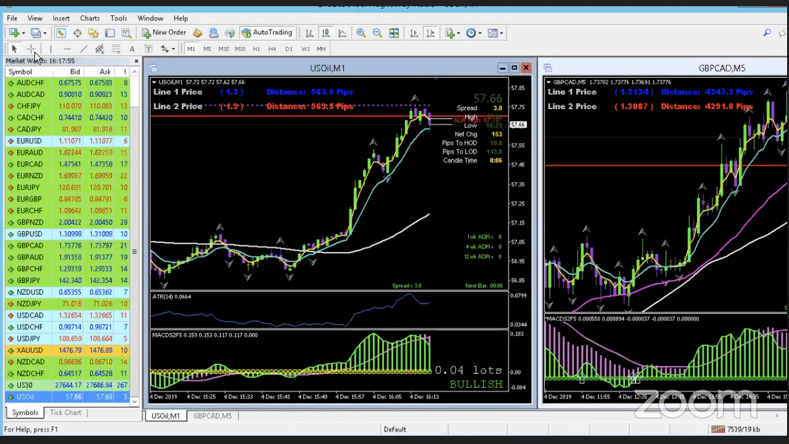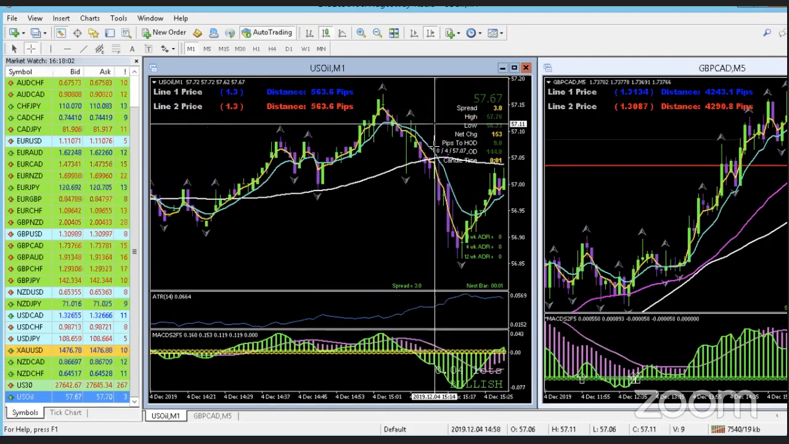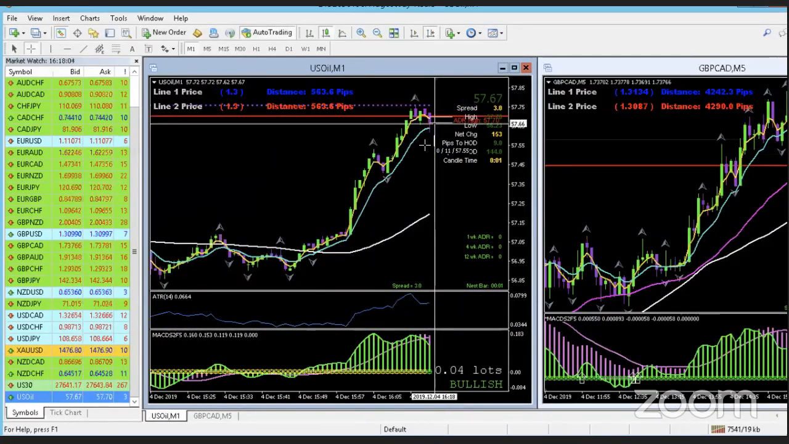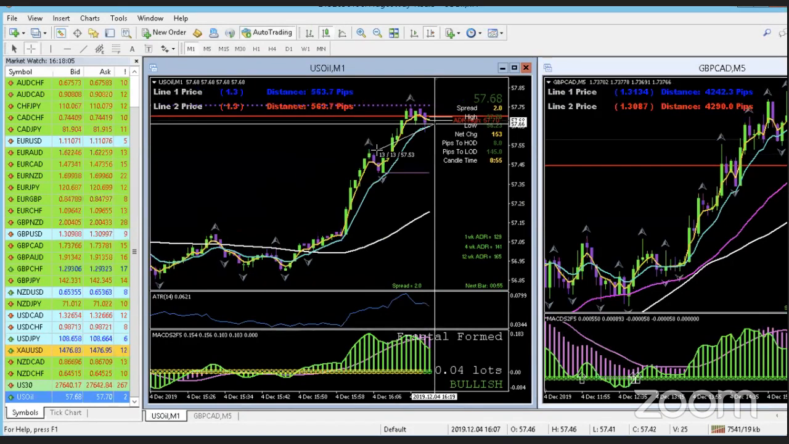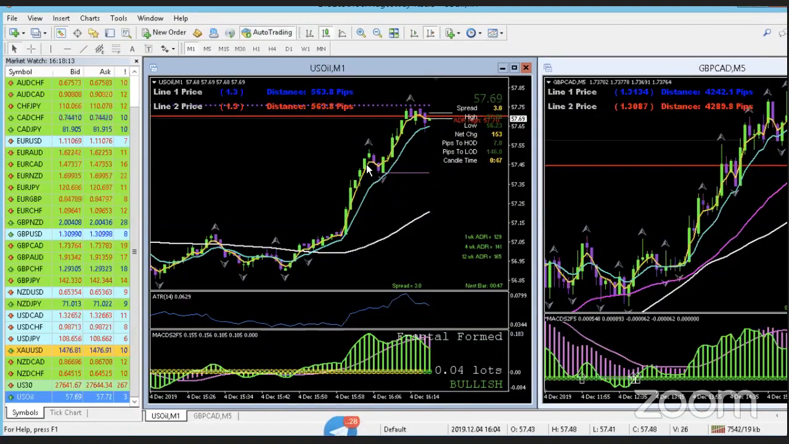We're bouncing off the ADR high on US oil already. Yep, I was just looking at that same thing. A lot of people trade that ADR high, and they trade the rejection off of it or the break of it.